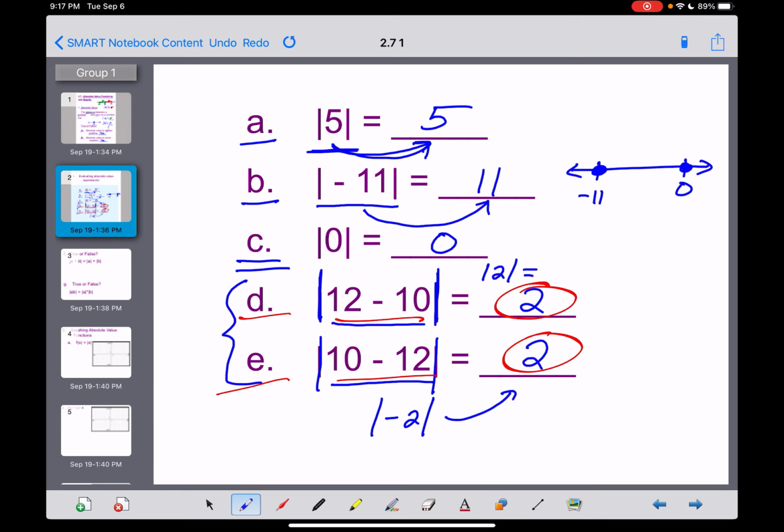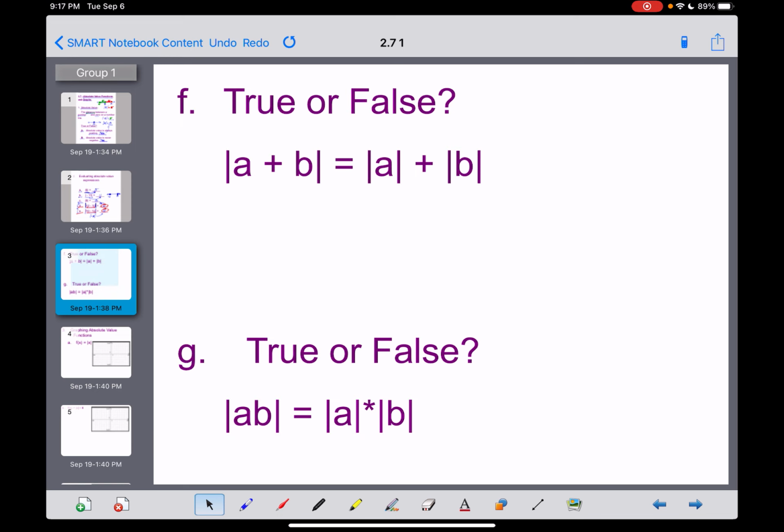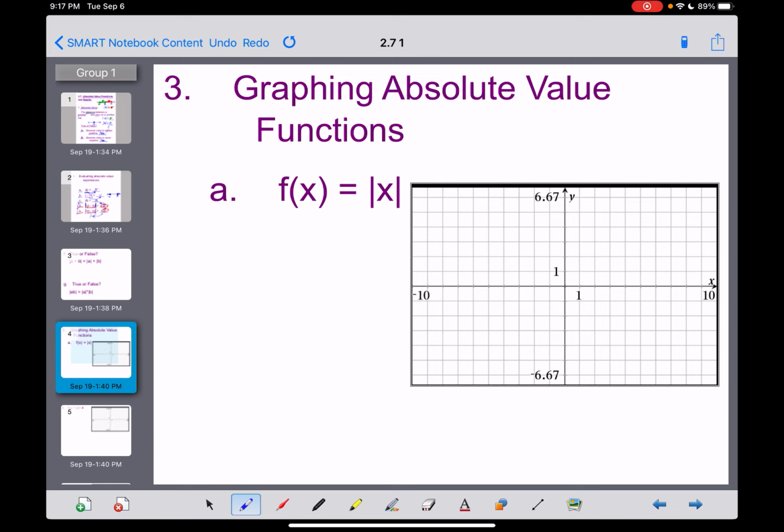Okay, and you know what? I think we're actually going to skip what's going on in slide number 3. This is not hugely important moving forward, so I think we can live without that. But let's move on to this here. Graphing absolute value functions is the really important thing that we're going to talk about today.